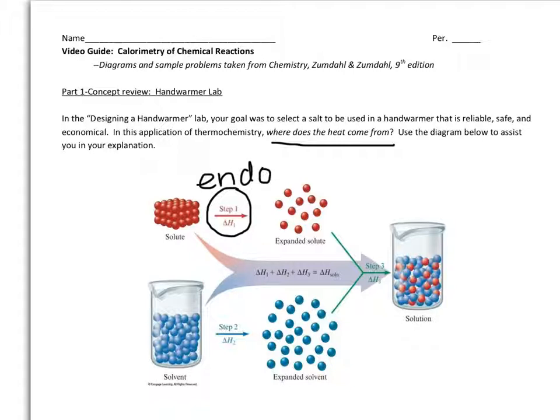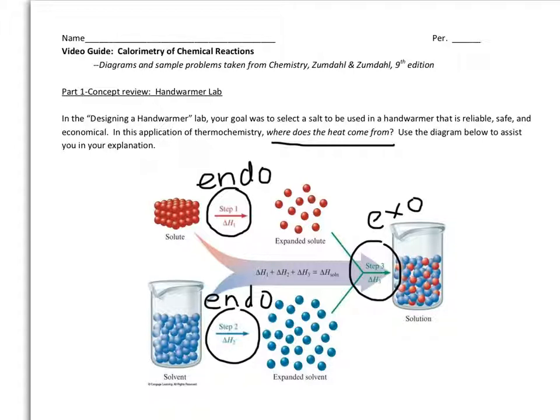Step 2 is very similar to step 1 in that it also involves a separation of particles from each other. This time it's the solvent particles that have to expand, but still attractive forces are being broken, just like in the case of the solute. So because we're breaking attractive forces, again, this process is also endothermic. Finally, the third step in the process is the attraction between the solute and solvent particles in step 3. This step is exothermic because it involves the formation of attractive forces between particles.